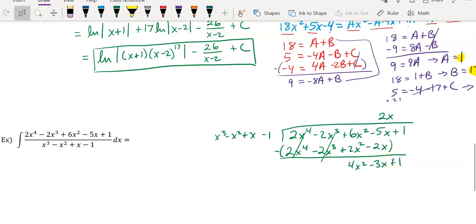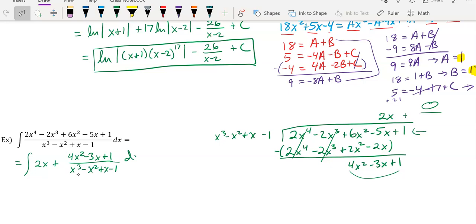Bring that down, okay? And then this is my remainder, so I end up with plus all of that over all of this, which I'm not going to rewrite because I'm going to do it over here, okay? So we have that this is equal to 2x plus 4x squared minus 3x plus 1 all over x cubed minus x squared plus x minus 1 dx.